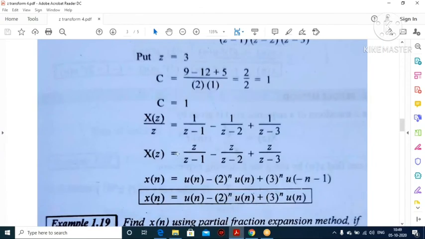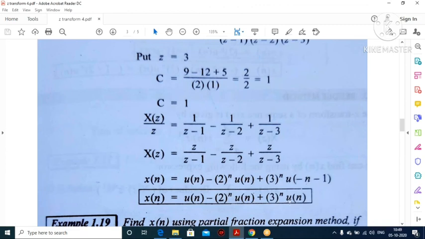This is nothing but a power n into u of n. So here a is 1, so 1 power n is 1, so it is u of n. Second term is z by z minus a. This is also a power n into u of n. So here a is 2, so 2 power n into u of n. So here 3, so 3 power n into u of n.